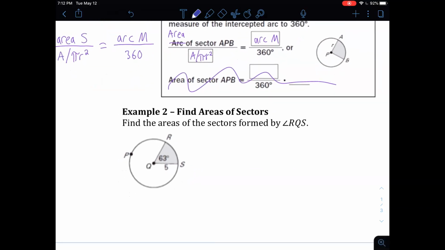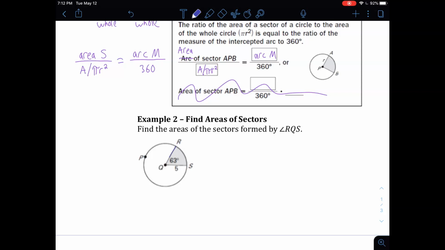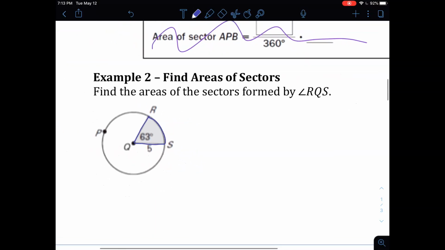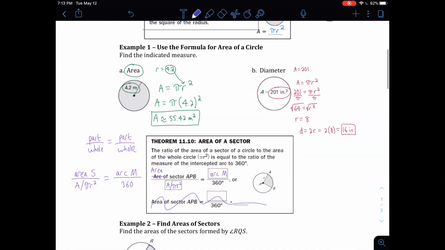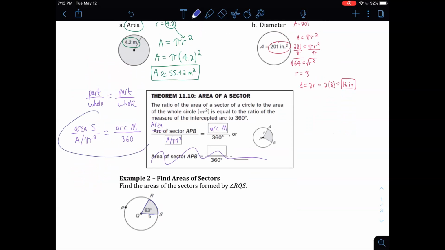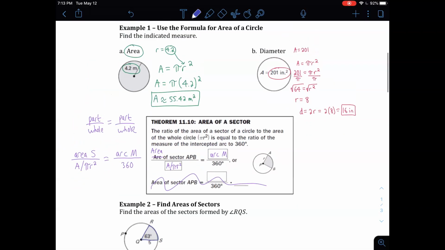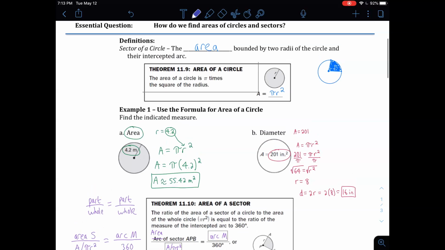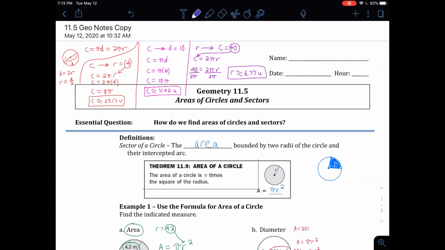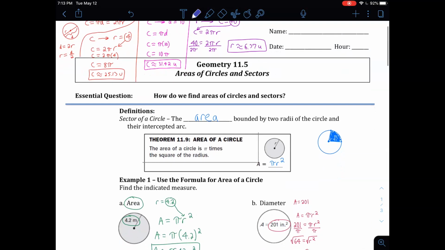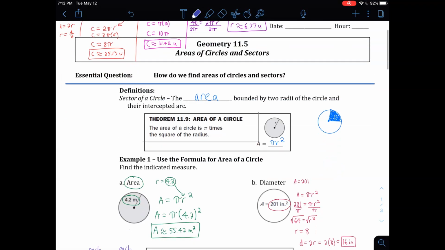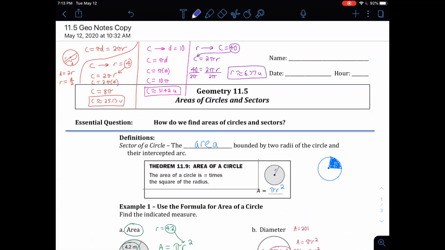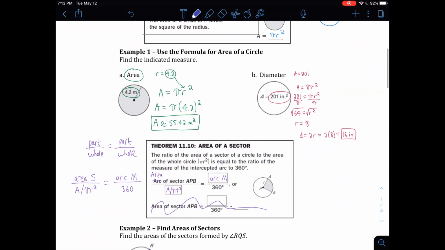All right, find the areas of the sectors formed by RQS. Okay, so when do you use these top equations and when do you use the bottom kind of equations? You use these kind of equations when you're working with sectors. If you're working with the entire circle, then you're going to use just pi r squared and stuff, okay? Same thing with these other ones up here. If you're looking for the circumference or just the diameter or just the radius, and they don't give you a sector or an arc length that you have to work with, then you're just going to use that formula. So you're only going to use pi r squared if it's just for the whole circle, basically.